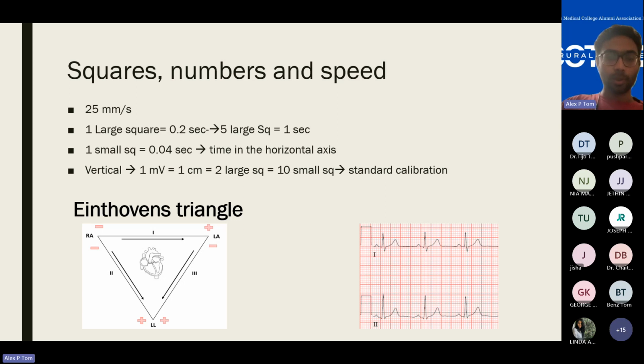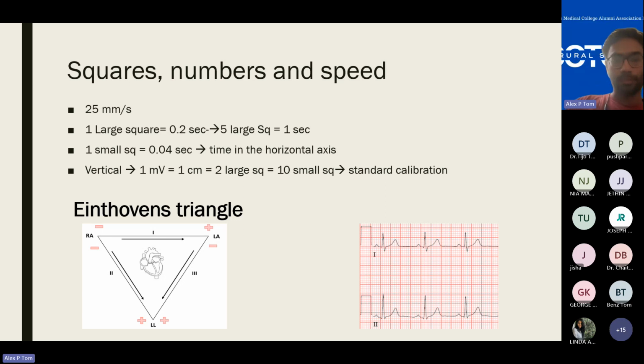So one large square, this is a large square. If you can see my mouse pointer, this is a large square in an ECG. One large square is equivalent to 0.2 second. And when one large square is 0.2 seconds, 5 large squares will make 1 second in an ECG. So if you count from here, 1, 2, 3, 4, 5, 5 large squares together make 1 second. That's the electrical event happening in that 1 second.